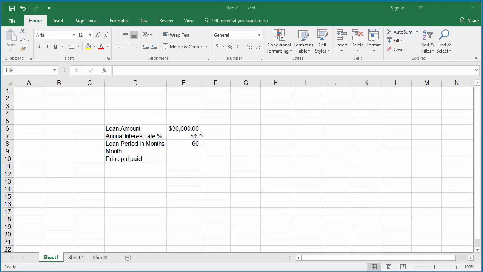The annual interest rate is 5% and loan period is 60 months. If you want to know in a specific month from 1 to 60 how much principal is paid, enter the month number for which you want to know the principal amount paid in cell E9, for example 1.